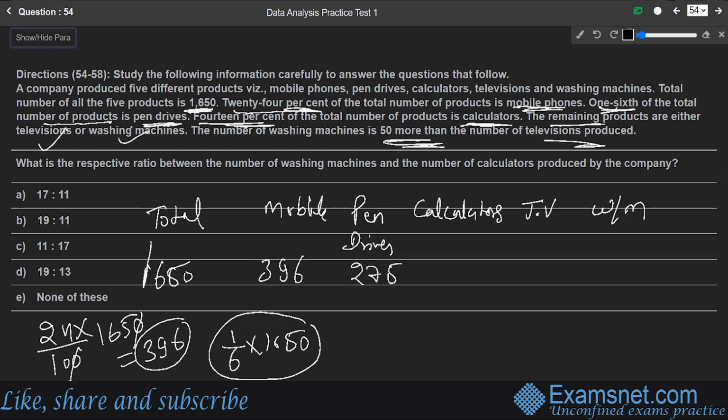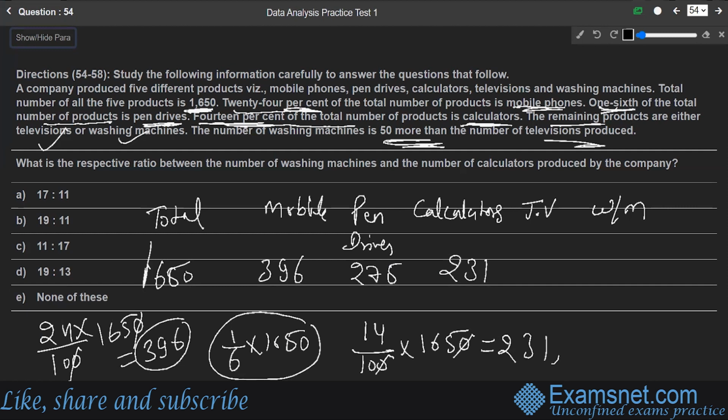Next, he says 14% of the total number of products is calculators. So we need to find 14 by 100 of the total number of products, 1650, and this will be the number of calculators. If we calculate this further, this value comes out to be exactly 231. That is the number of calculators, 231. Now, let us solve for TV.